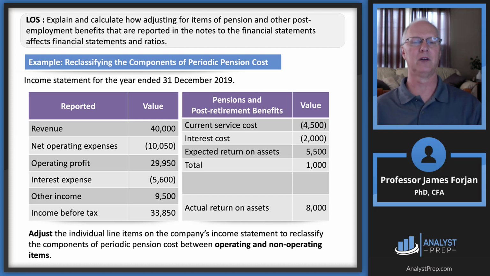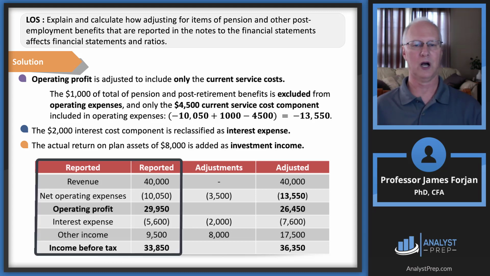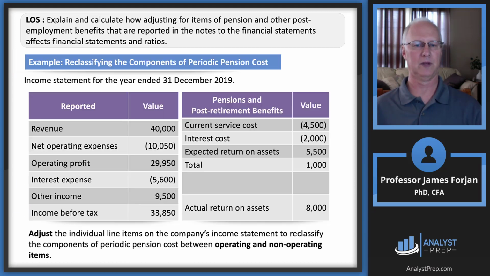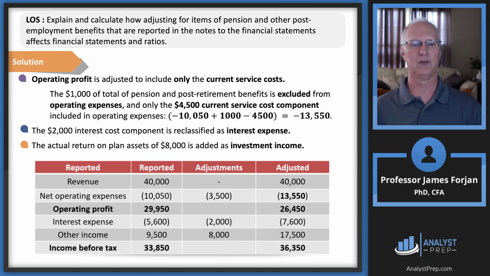Let's go ahead and take a look at an example. On the left-hand side, we've got an income statement. And then on the right-hand side, we have current service costs, interest costs, and expected return on assets. So there's the net 1,000, actual return on assets. Look at the bottom there. Let's adjust the individual line items on the company's income statement to reclassify. And this is what we do in this table. The first 2 columns are the same things as what we had back here. There's the income before tax, 33,850.